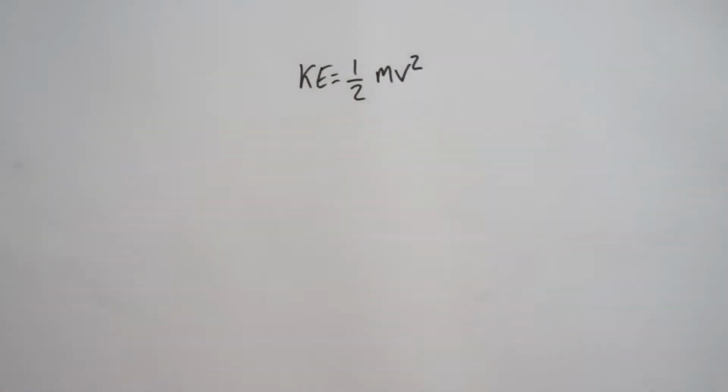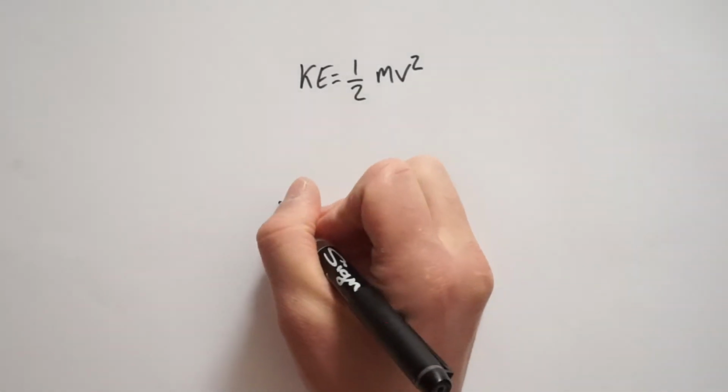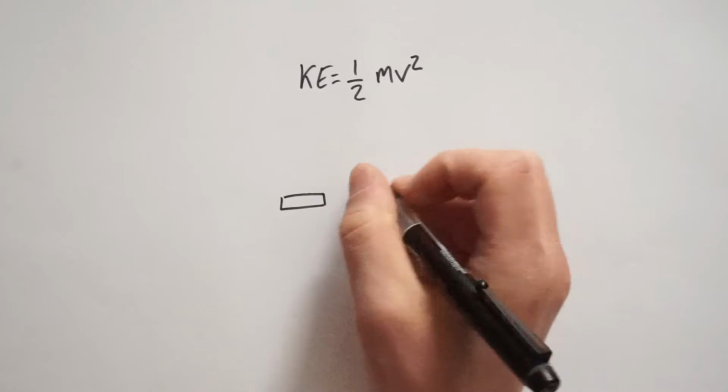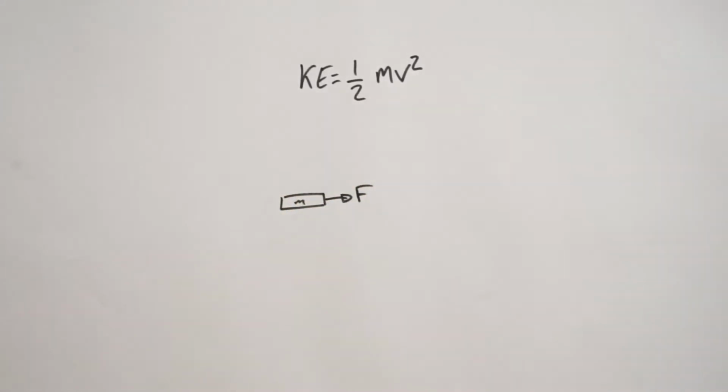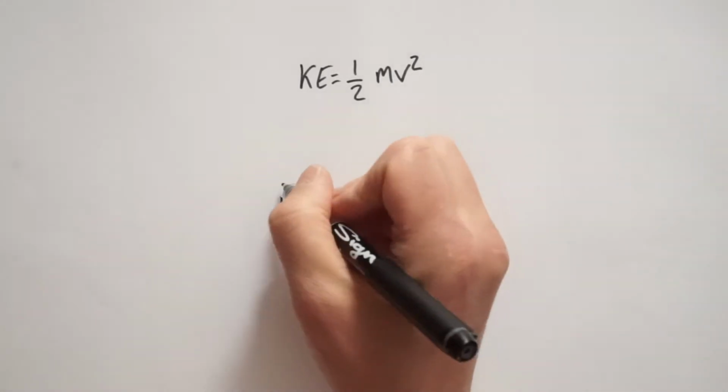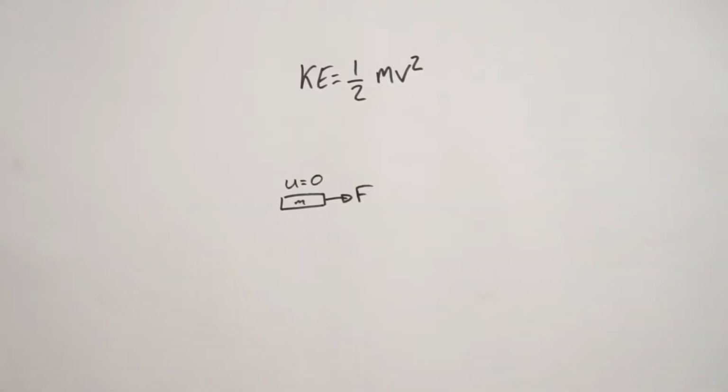So I'm going to try and prove kinetic energy is equal to half mv squared for us. To do this, I'm going to have a block. I'm going to exert force on this block in this direction. Let's say the block has a mass m. It's going to accelerate from its initial velocity. Let's put its initial velocity at 0 to make things easy for us.